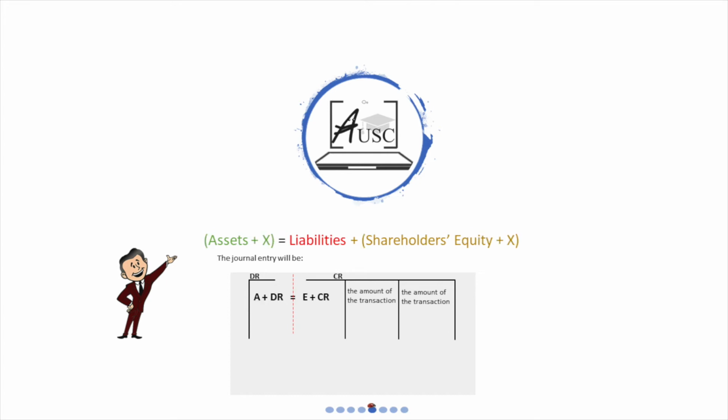Assets plus X equal liability plus equity plus X. The journal entry will be asset plus debit record equal equity plus credit record. Assets equal liabilities minus X plus equity plus X. The journal entry will be liability minus debit record equal equity plus credit record. Assets minus X equal liability plus equity minus X. The journal entry will be equity minus debit record equal assets minus credit record. Assets equal liability plus X plus equity minus X. The journal entry will be equity minus debit record equal liability plus credit record.